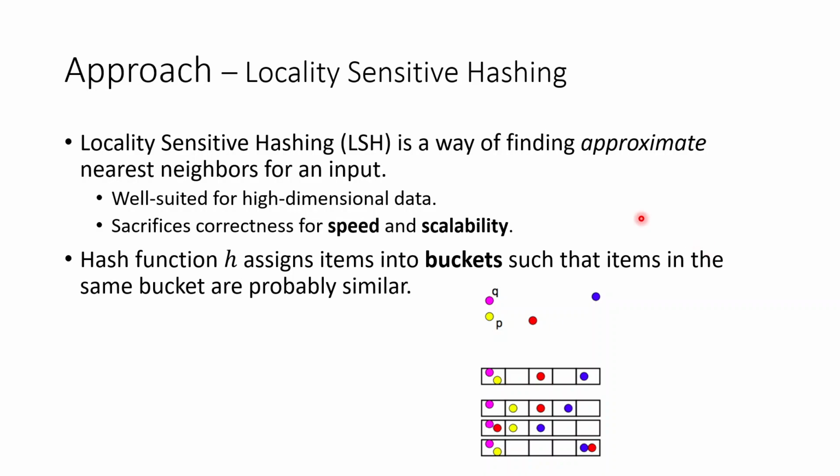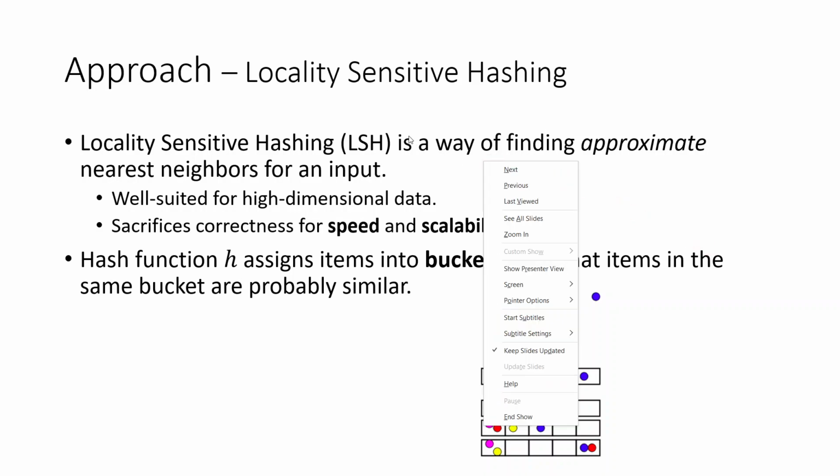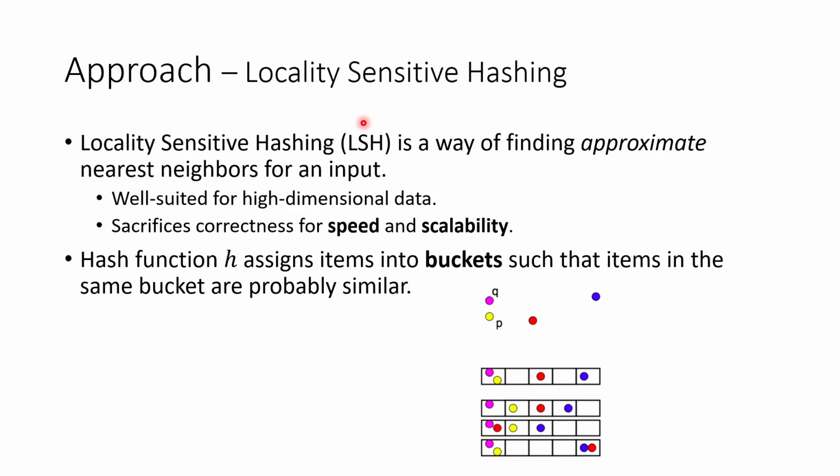So the second part of our approach was using locality sensitive hashing. Locality sensitive hashing is an effective way of finding approximate nearest neighbors for an input. This is very well suited for high dimensional data, such as our model's output. But because it finds approximate nearest neighbors, it sacrifices some level of correctness for speed and scalability.